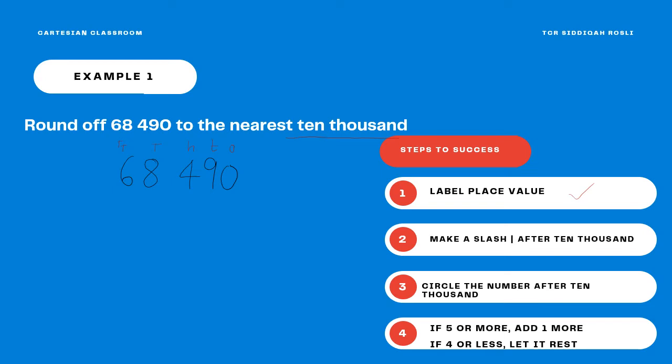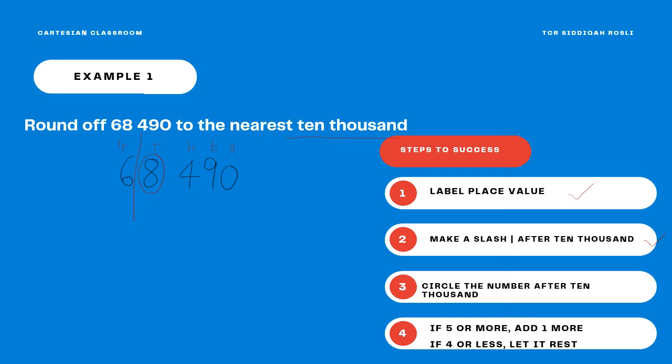Step 2, make a slash after 10,000. So we have our 10,000 over here. We're going to make a slash after the 10,000. So that's our slash. That's step 2. Step 3, circle the number after 10,000. So the number after the 10,000 is 1,000. So we're going to circle that number.